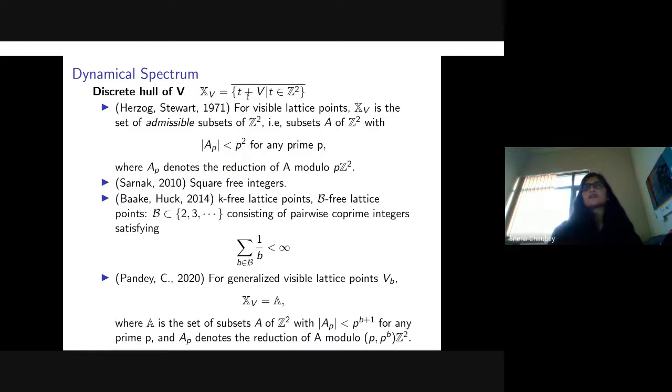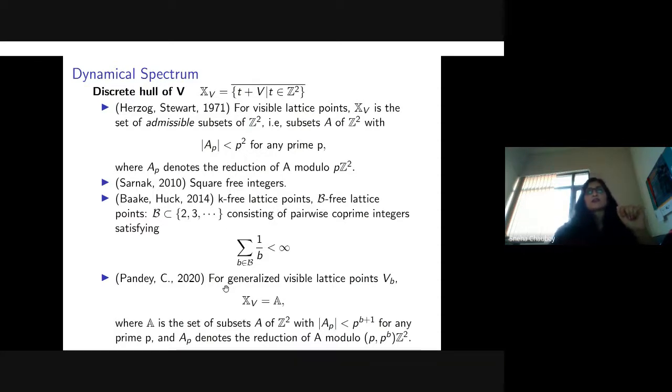Okay, so you can already see that this X_V is a set of subsets. For different values of t, you have these t1 plus V, t2 plus V, and now you're taking the closure, right? So this X_V is nothing but this set of subsets. And Sarnak in 2010 characterized this X_V for square free integers. Then in 2014, Baake and Huck characterized this discrete hull for k-free lattice points, and they also looked at B-free lattice points. What are B-free lattice points? Basically, they consist of pairwise coprime integers satisfying this. So for a special set B, this is nothing but the k-free lattice points. So B-free lattice points are a generalization of k-free lattice points.